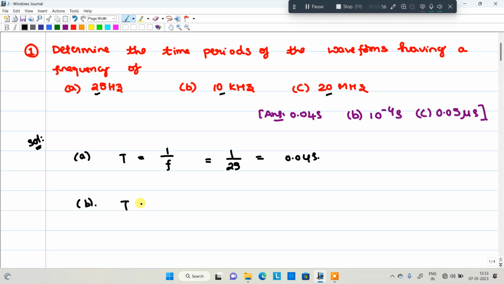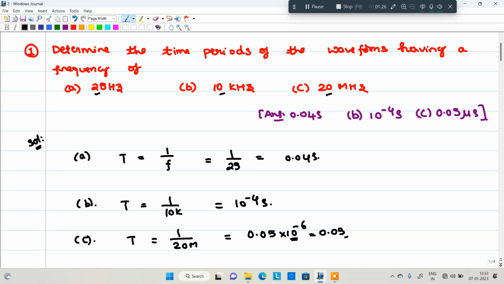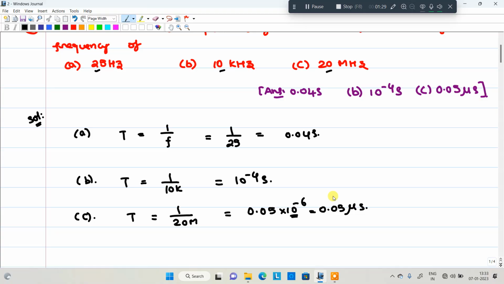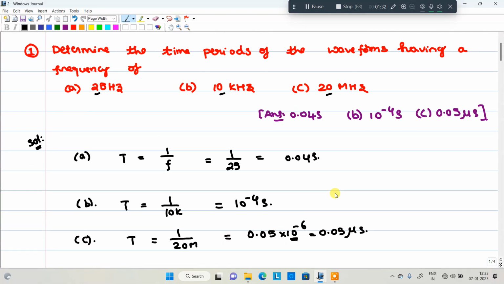Second, the frequency is equal to 10 kilohertz. The time period is 1 by 10k, which will be equivalent to 10 power minus 4 seconds. Is it okay? Next, third one, again T is equal to 1 by 20 megahertz. 20 mega means 10 power 6, so it is 1 by 20 into 10 power minus 6, that means 0.05 into 10 power minus 6. 10 power minus 6 is nothing but micro, so that will be equivalent to 0.05 microseconds. So clear? This is the solution for the first problem. Look at your answers.